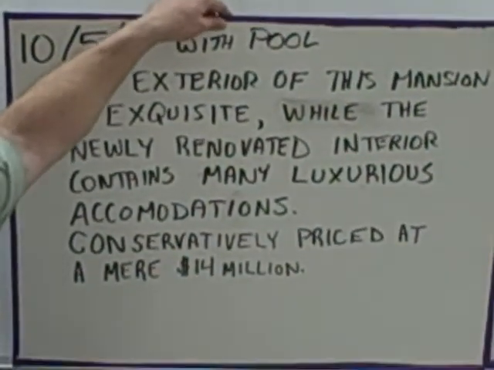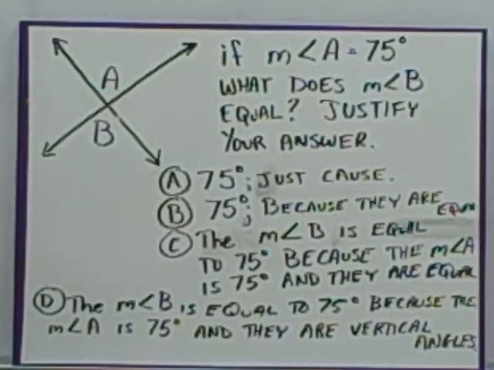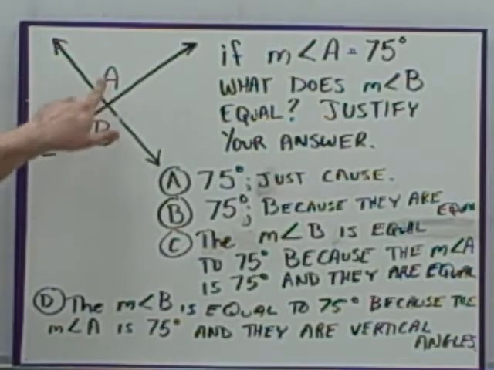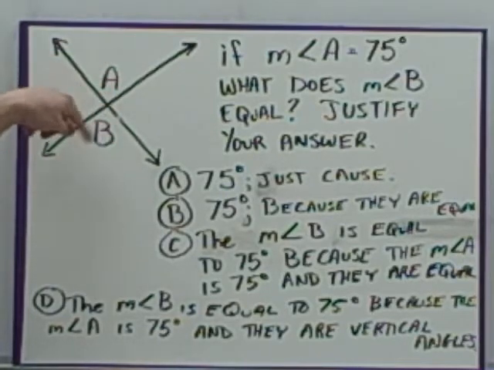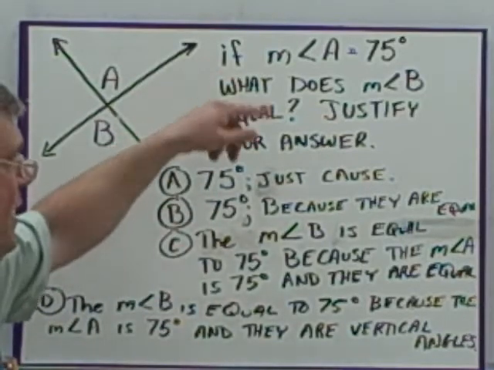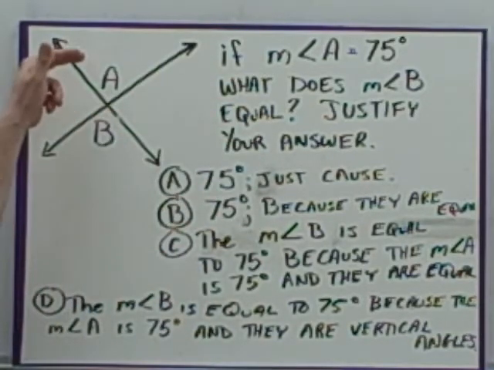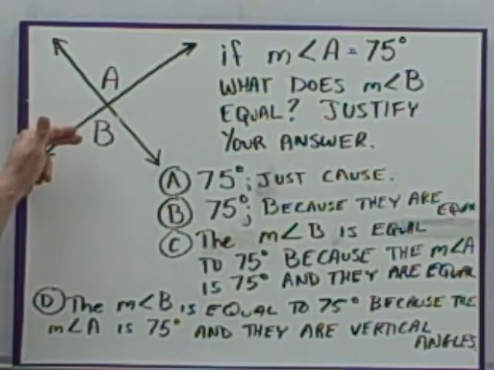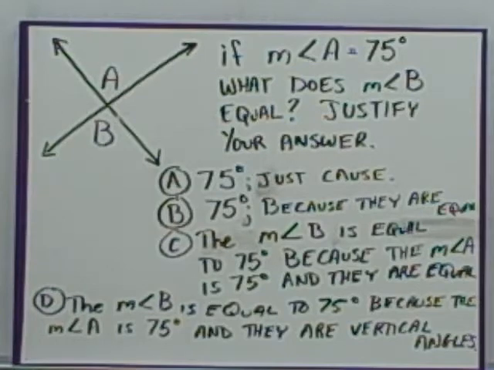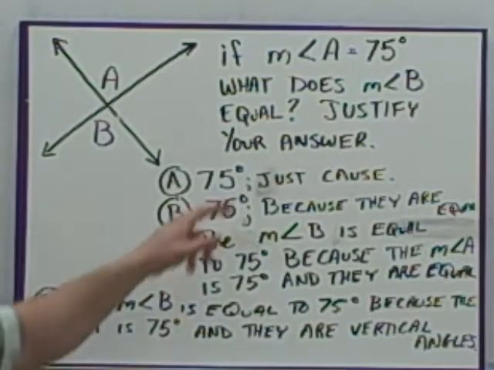For example, we've had a video lesson on angles, and we learned that when you have two lines crossing, the angles directly above and below each other here, or opposite of each other here, are going to be equal. So if we were asked if the measure of angle A is 75 degrees, what does the measure of angle B equal? Well, we should know that the two angles are equal. It's going to be 75 degrees.